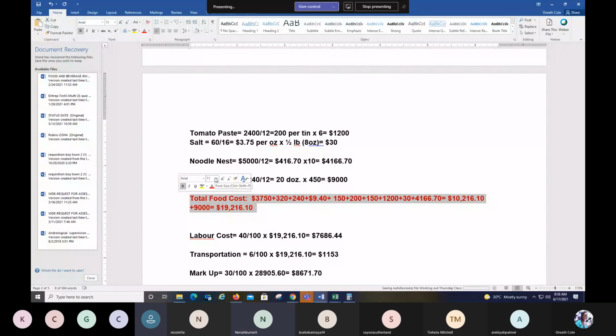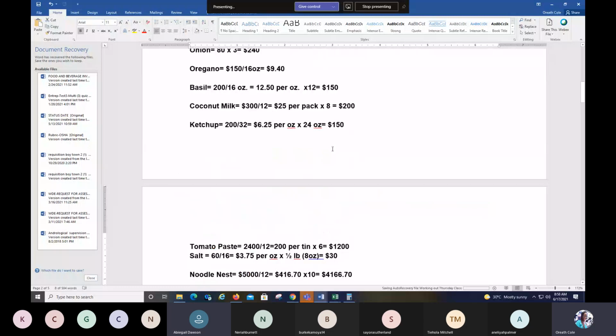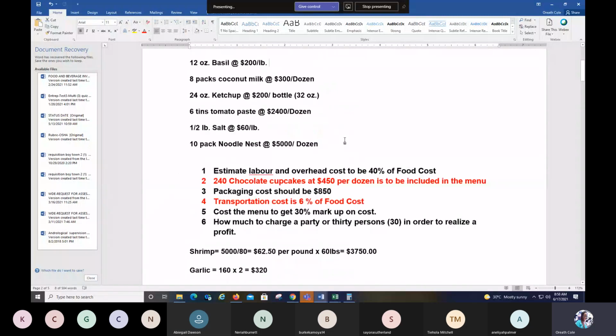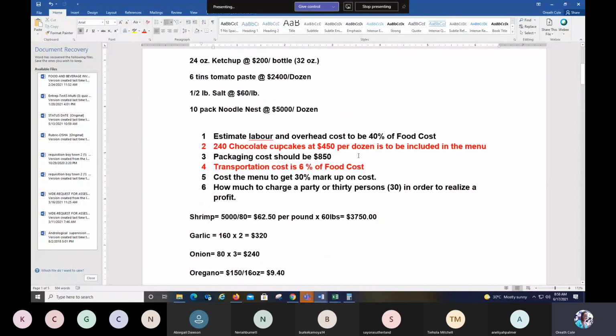Miss, oh, you get the 40. The question gives it to you. It comes with the question. See there, 40%. It tells you. Right? The question tells you what is the percentage for the food cost.